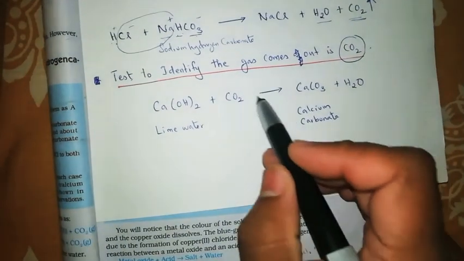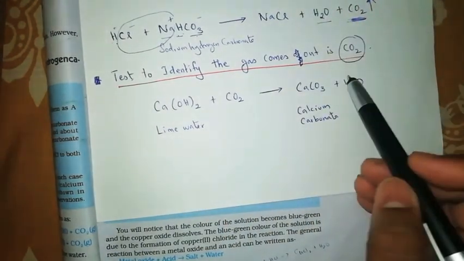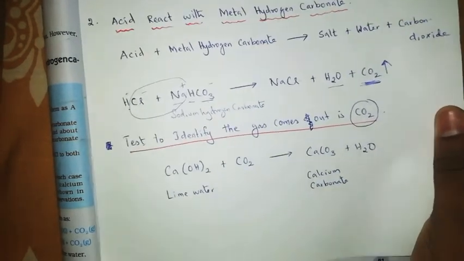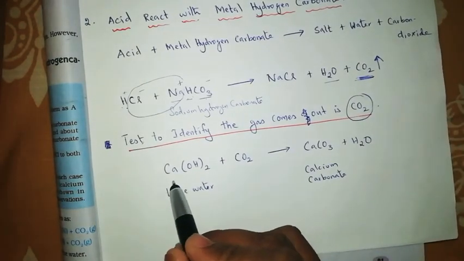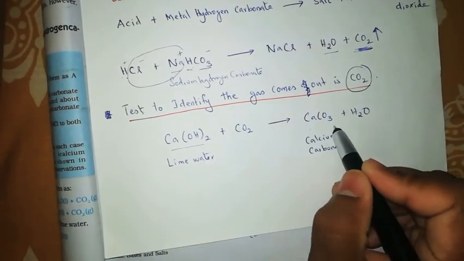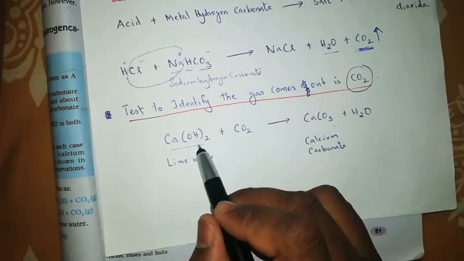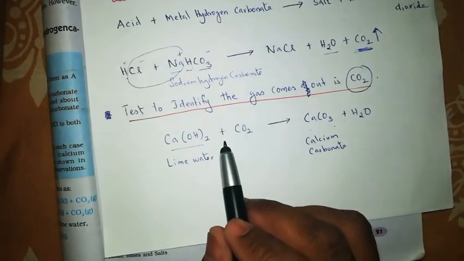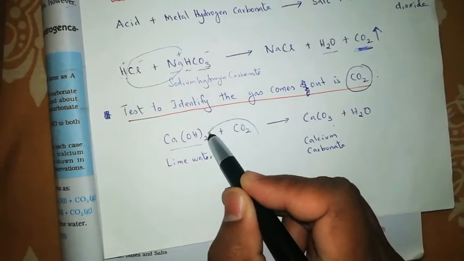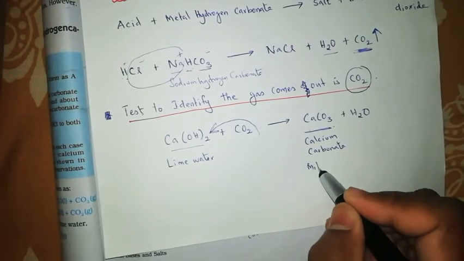The carbon dioxide coming out from the metal carbonate or metal hydrogen carbonate, we pass that gas through calcium hydroxide. When we do so, we get calcium carbonate. The calcium hydroxide is a normal water-like color, there is no color for that. But when we pass this carbon dioxide into the calcium hydroxide, the color turns milky.